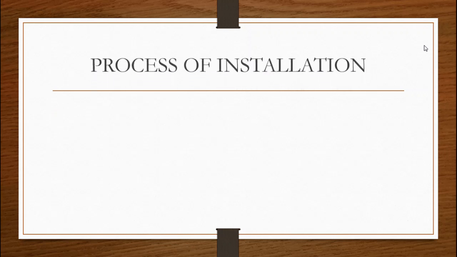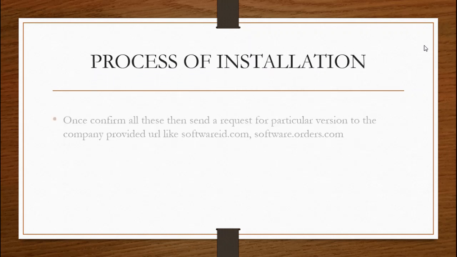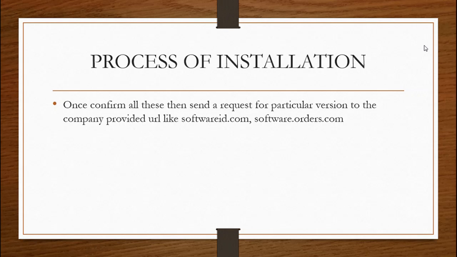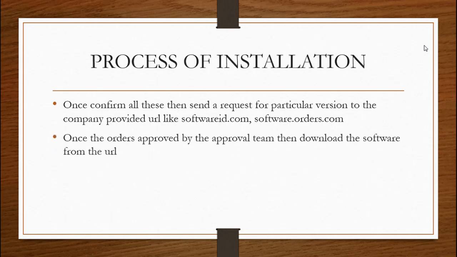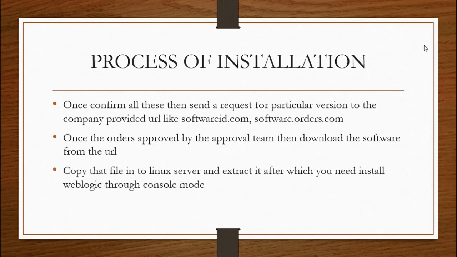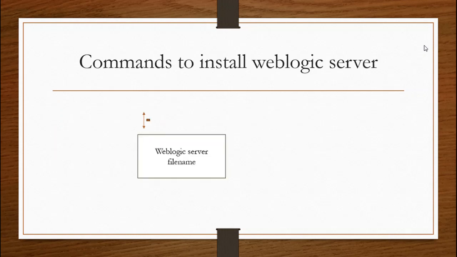Next, once we confirm all these things, we place an order for the particular WebLogic version on the company-provided URL like softwareid.com, softwareorders.com, etc. Once the order is approved by the approval team, we receive the URL. After downloading the binary from the URL, we transfer it to the Unix system and start the installation through console mode.